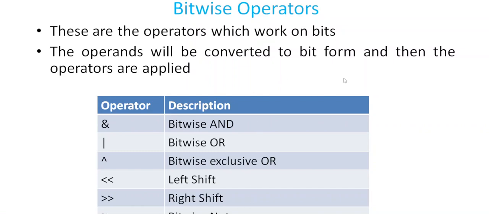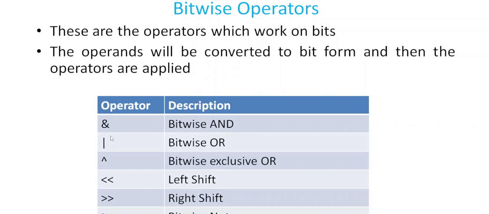Say 10101 or 11101. Both can be ANDed, ORed, etc. They work at the level of bits. So 1 means it is true. 1 and 1 is true. 1 and 0, 0 and 1, 0 and 0 are nothing but false. So these are the bitwise operators.